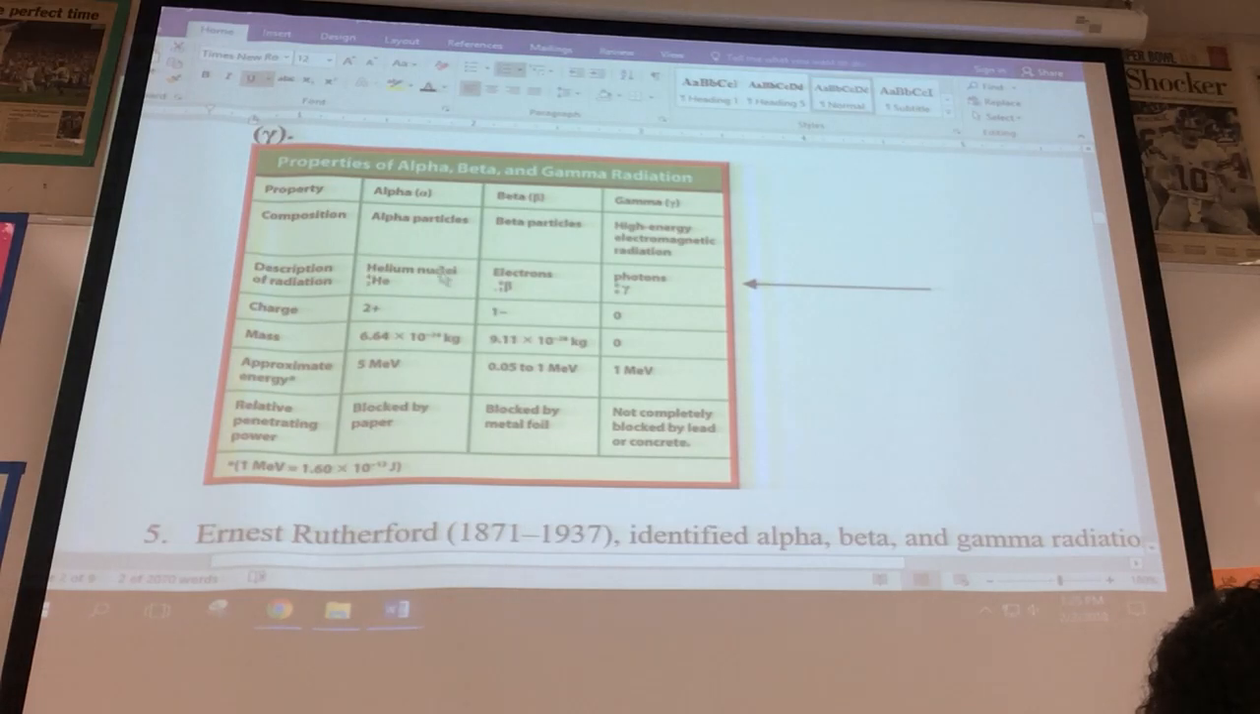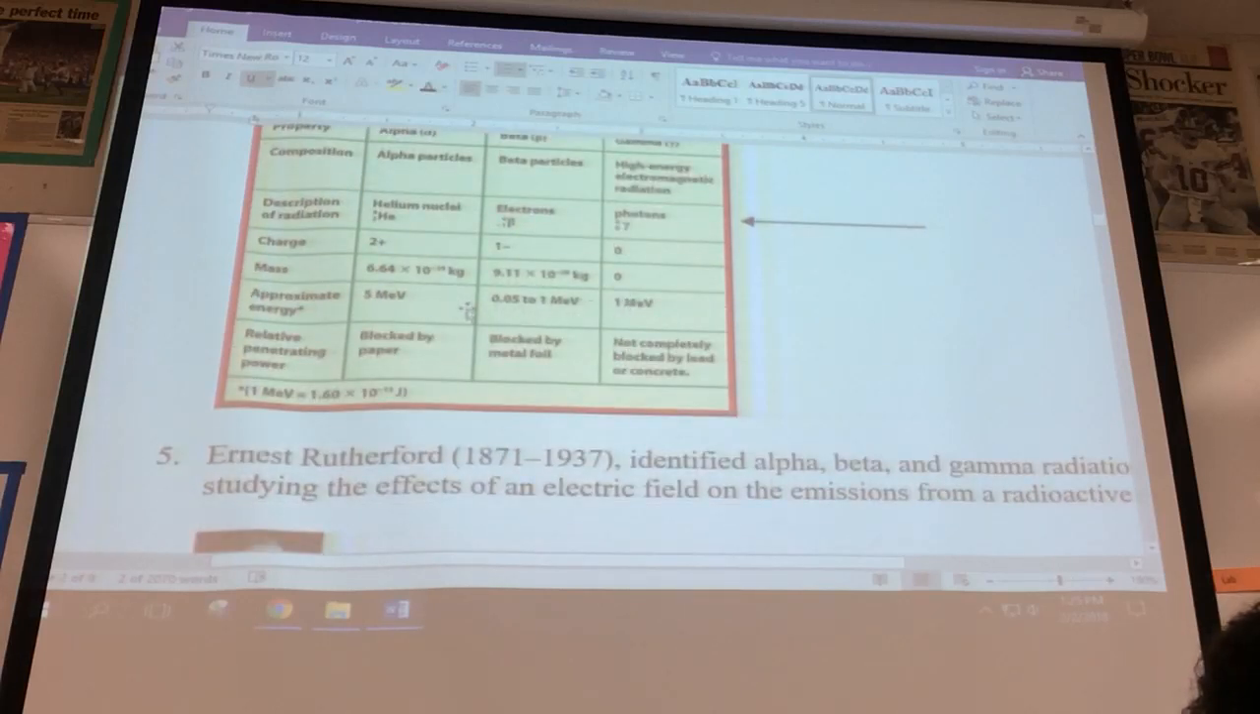Alpha particles are helium nuclei. Beta particles are fast-moving electrons. And gamma rays, very high energy electromagnetic radiation, are photons. The charge is determined from the atomic number because that's equal to protons. So a helium nucleus, an alpha particle, has a 2+ charge. Beta particles or electrons have a 1- charge. And gamma has no charge and no mass, so 0 mass. In terms of energy, this is a little bit difficult to translate because 1 megavolt is 1.6 × 10⁻13 joules.